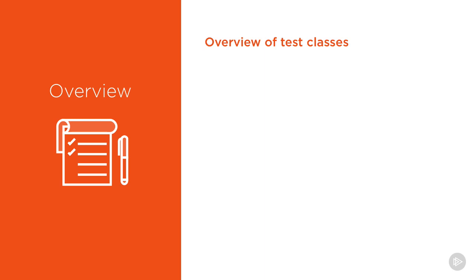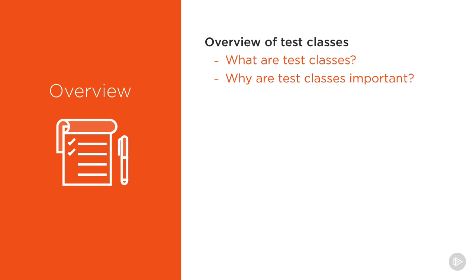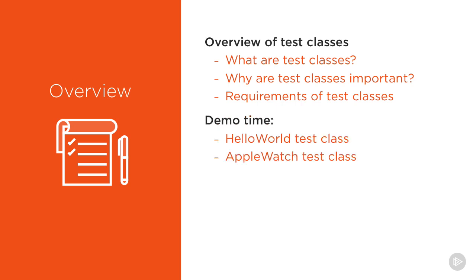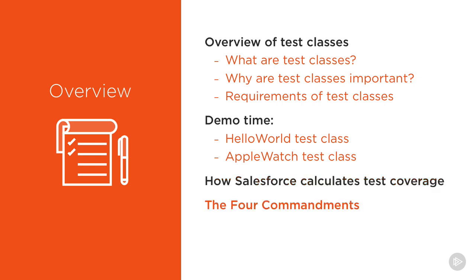First, we'll teach you all the basics of test classes, what they are, why we have to write them, and what are their specific requirements. Next, we'll write test classes for two of the triggers we wrote in the previous module, Hello World and Apple Watch. Then, we'll take an inside look at how Salesforce calculates our test coverage. This is key to understanding how we can meet test class requirements. Finally, we'll wrap up by summarizing the 4 commandments of test classes and apply them to our final test class for our dedupe reminder trigger.